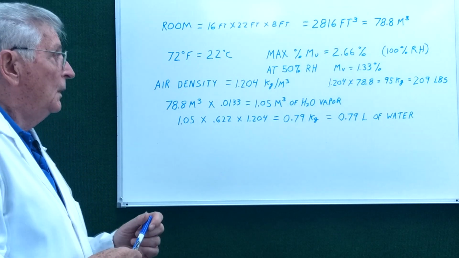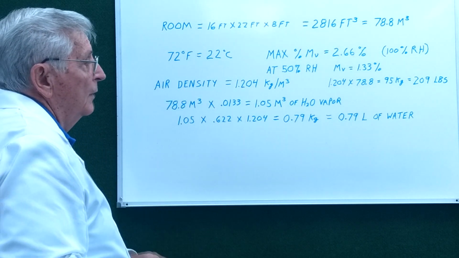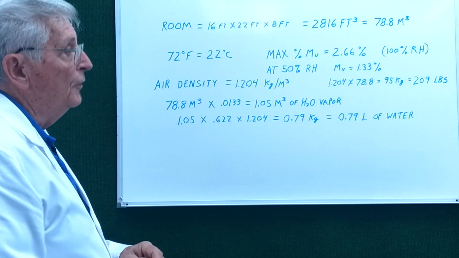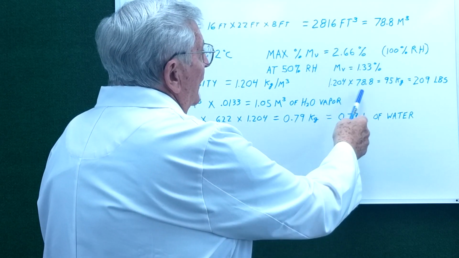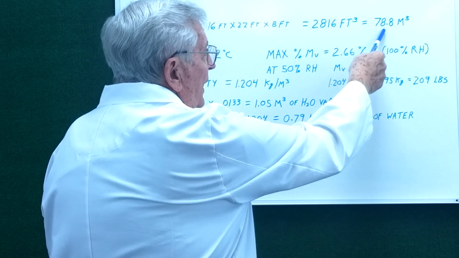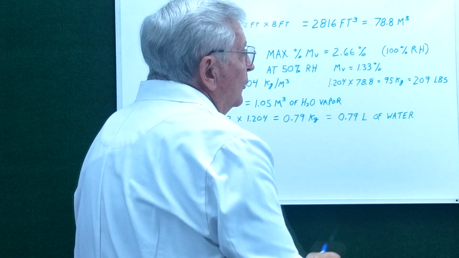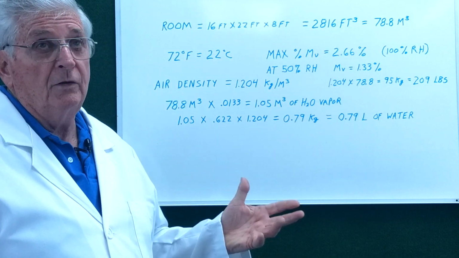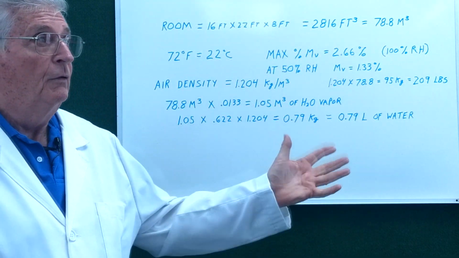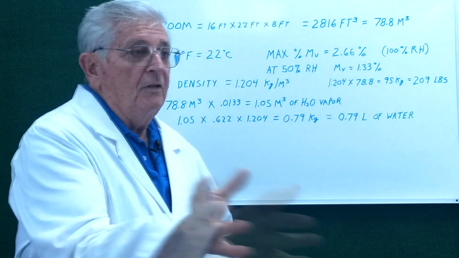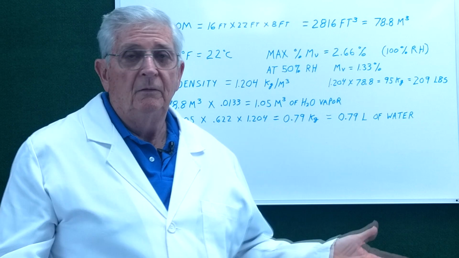So the density of air at this temperature is 1.2 kilograms per cubic meter, and for the 78.8 cubic meters times that density, we end up with 95 kilograms of air in this room. That's 209 pounds. Although you can't see it and you can barely feel it, there's a considerable weight of air in a room.